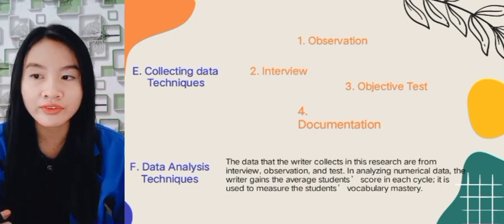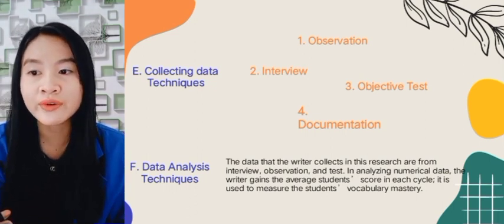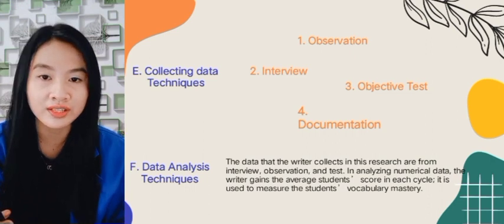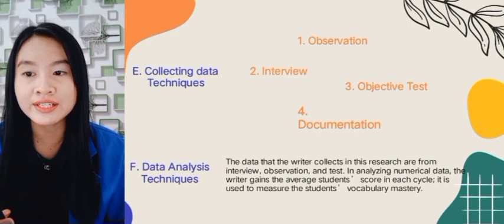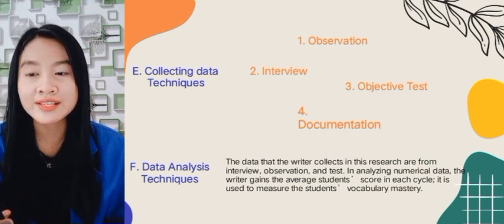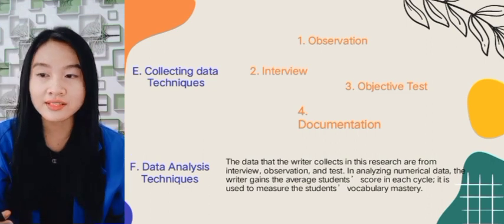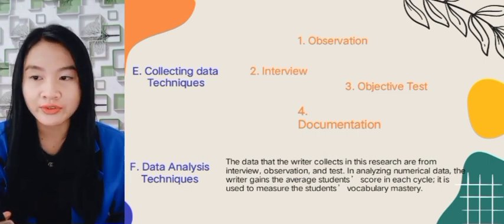First is about observation. In this classroom action research, the writer chooses participant observation. The writer worked with the English teacher in conducting the research. The writer changed the teacher's position, while the teacher had the role of an observer. And the next, 2, is interview.